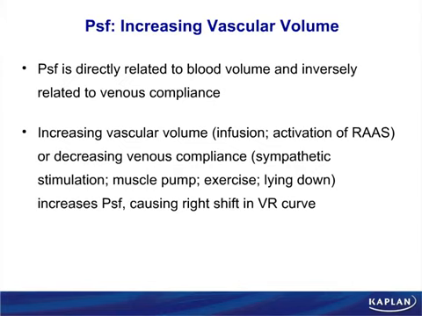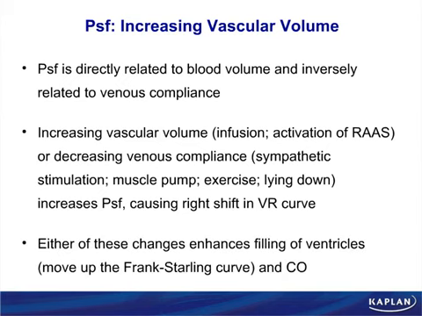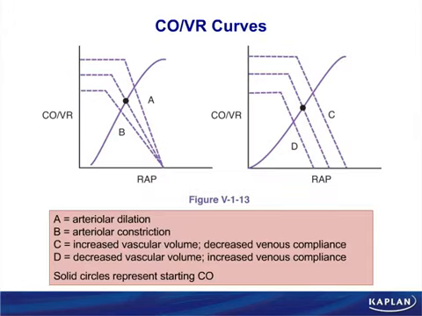This is going to cause a full right shift in the venous return curve. And again, we'll show you that picture in just a moment. Either of these changes increase venous return, therefore they enhance the filling of the ventricle. So you move up the Frank-Starling curve and cardiac output goes up. C represents an example of what we just discussed. So again, the black dot represents normal. That's our steady state.